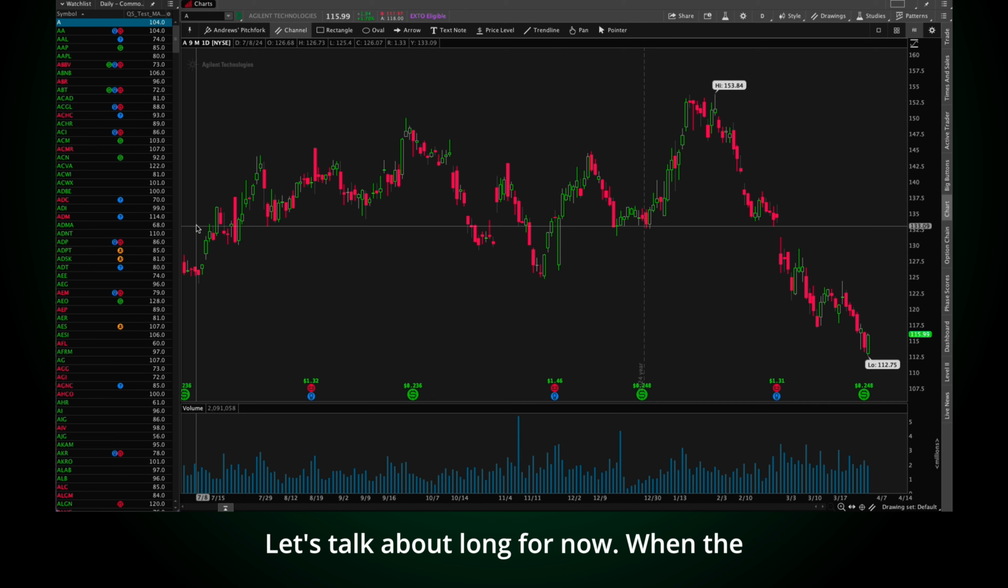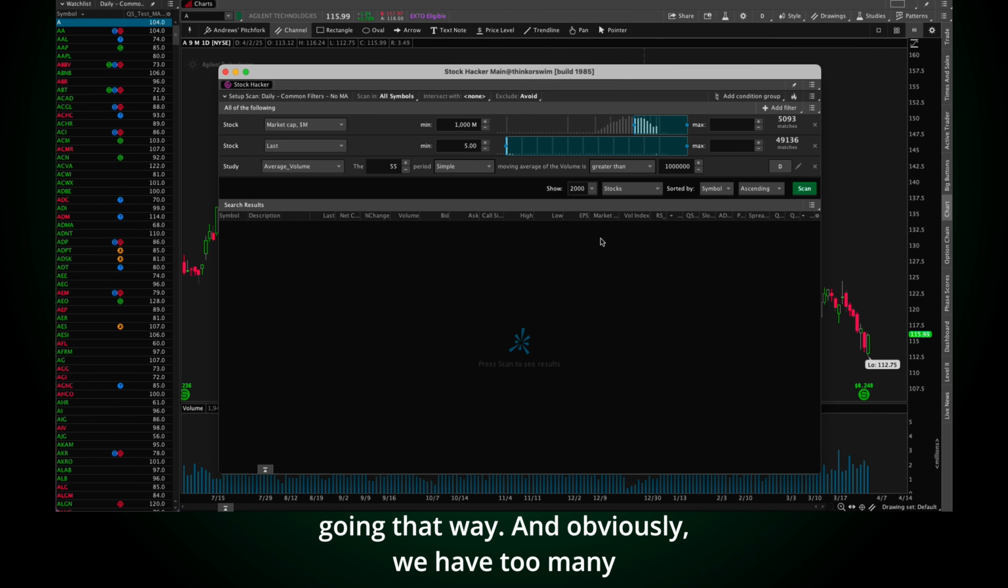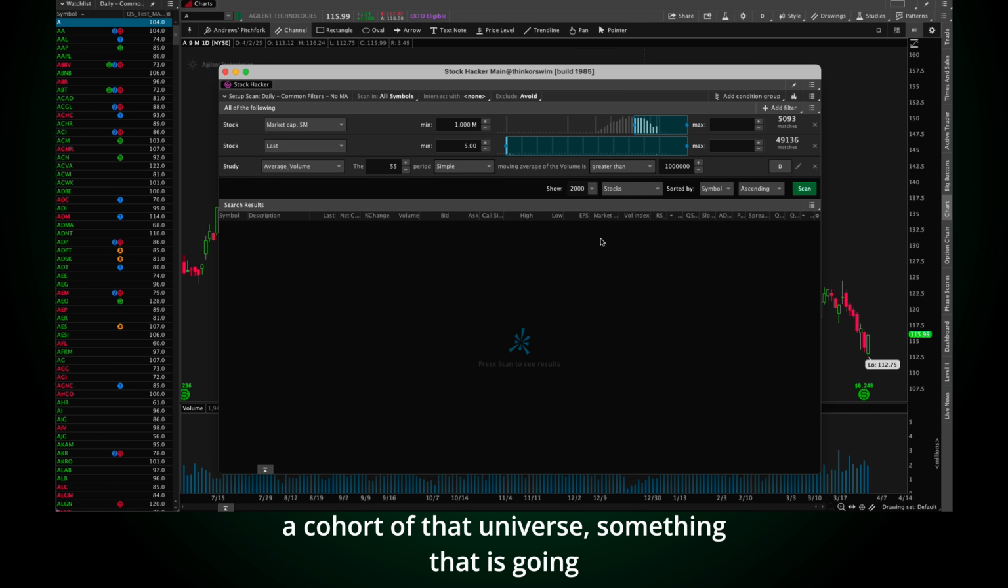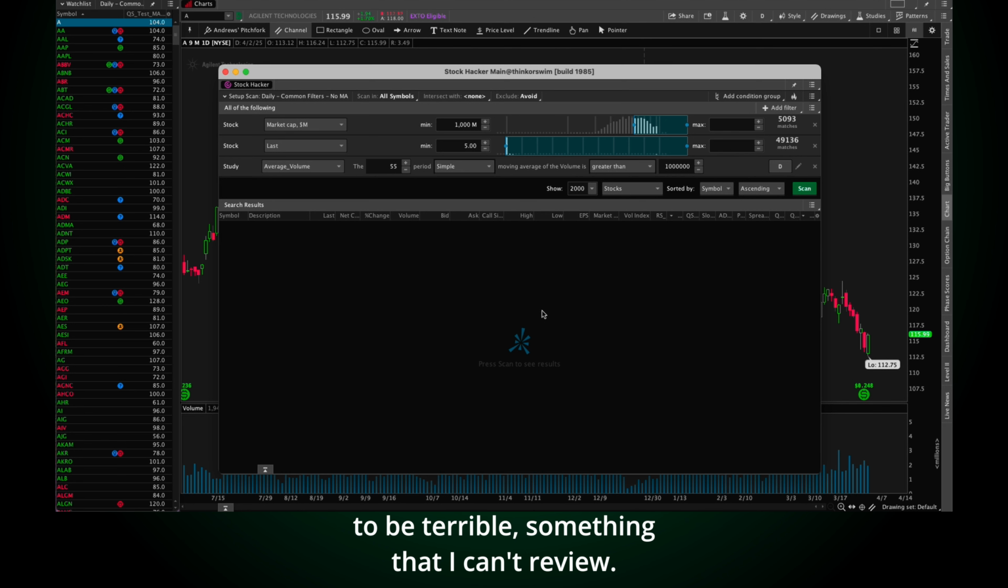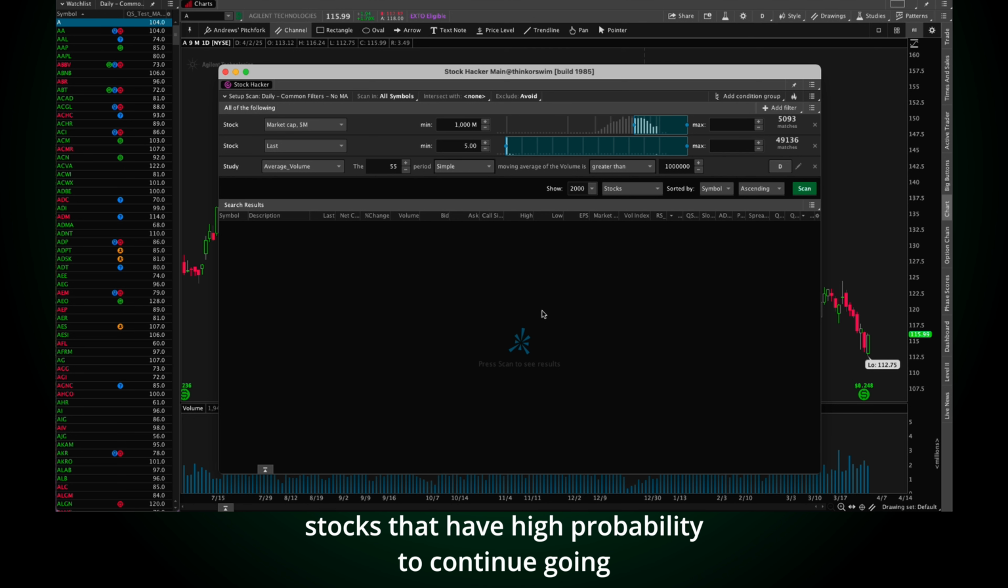let's talk about long for now. When the general market is going up in stage 2, I want to identify the best stocks that are going that way. And obviously we have too many tickers to review every day. So I want to create a cohort of that universe, something tradable, something that I can review. And again, this is not for a specific strategy. It's just to define the pool of stocks that have a high probability of continuing to go in that direction.